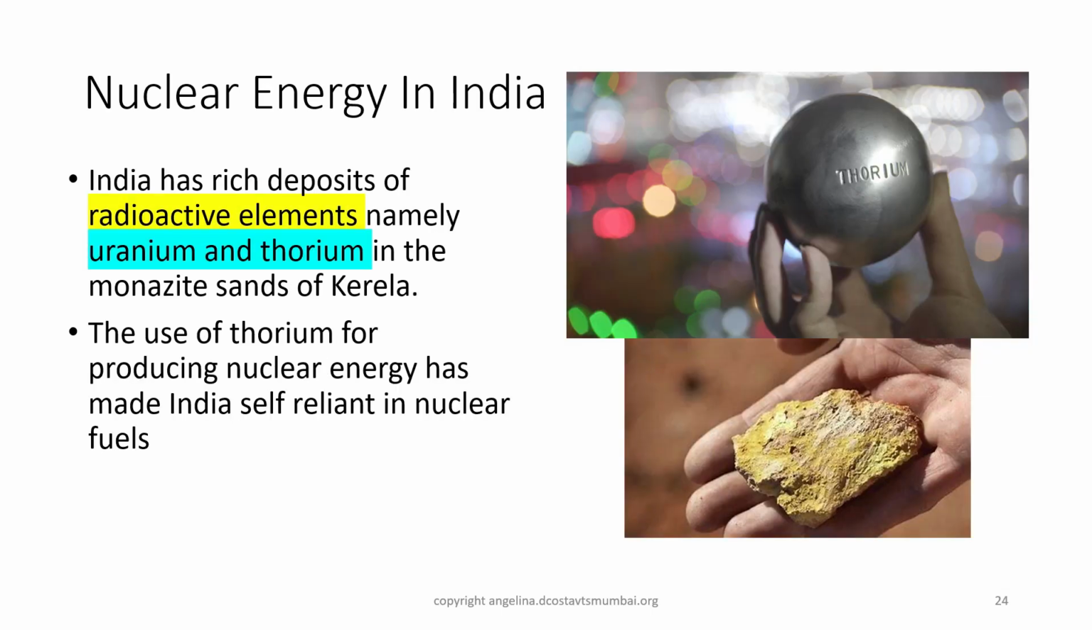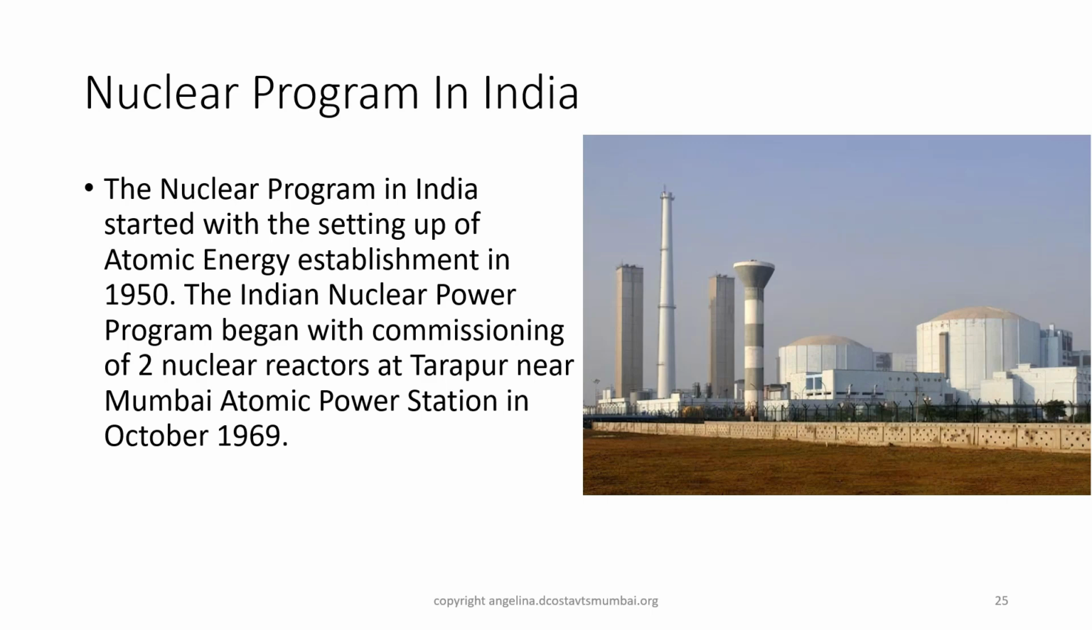India has rich deposits of radioactive elements, namely uranium and thorium, in the monazite sands of Kerala. The use of thorium for producing nuclear energy has made India self-reliant in nuclear fuels. The nuclear program in India started with the setting up of the Atomic Energy Establishment in 1950. The Indian nuclear power program began with the commissioning of two nuclear reactors at Tarapur Atomic Power Station near Mumbai in October 1969.